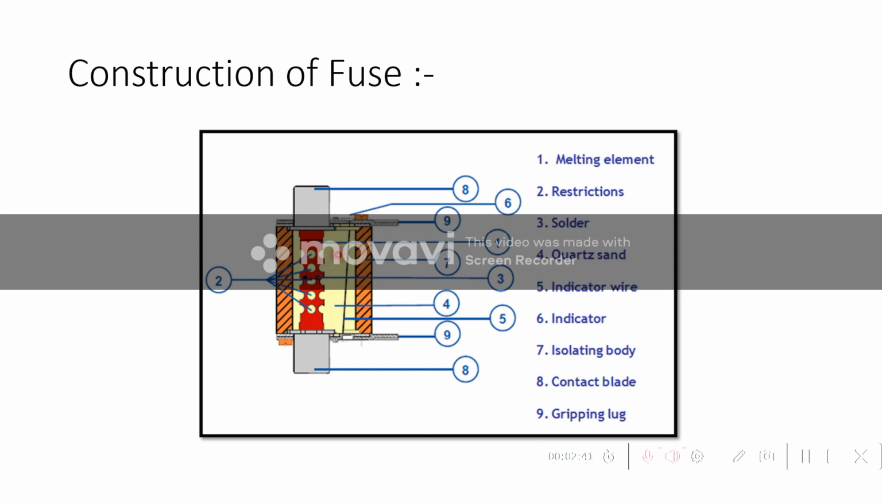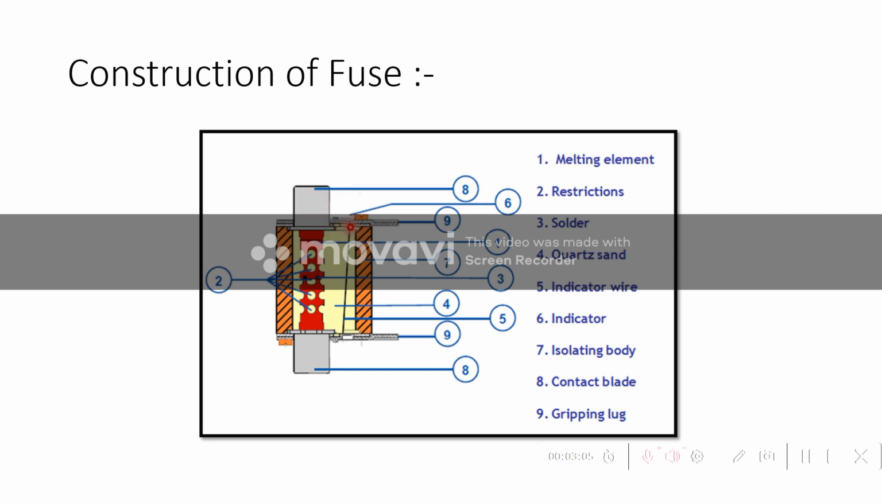Inside the fuse bottle, this is a fuse bottle, quartz sand is filled up. And number 5 is the indication wire. This is the indication wire, which is connected on the top to an indicator. And the number 7 is the isolated body, which is usually made up of porcelain. And this is the contact blade, and this is the gripping lug.